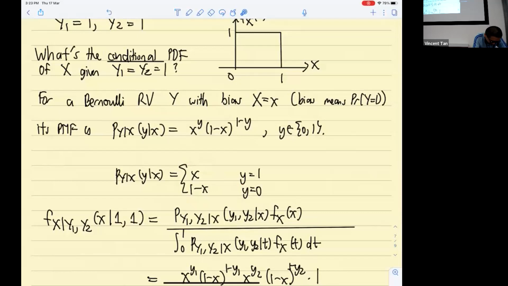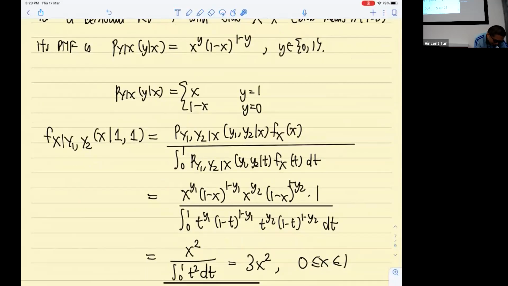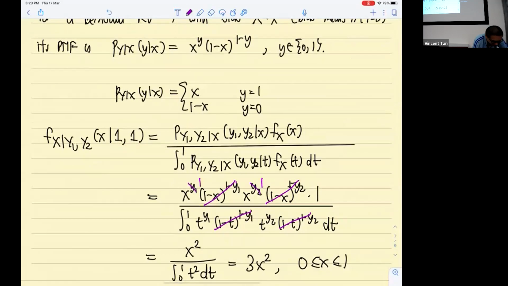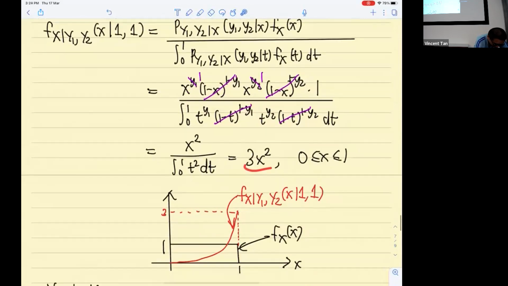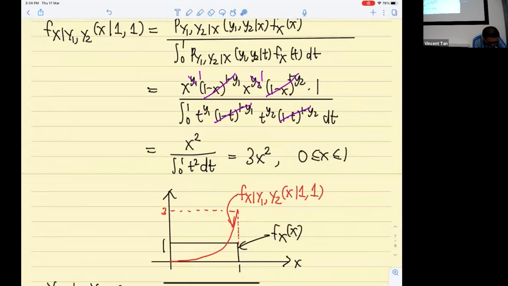Okay, so now if we observe 1, 1, then what gets killed? This part gets killed, this part gets killed, this killed, this killed. Then we are left with x squared, because you have x to the power 1, times x to the power 1, x squared. The bottom is 1/3. So after you perform the integration, you get 3x squared. You can plot this and you see there's a concentration to the right-hand side.